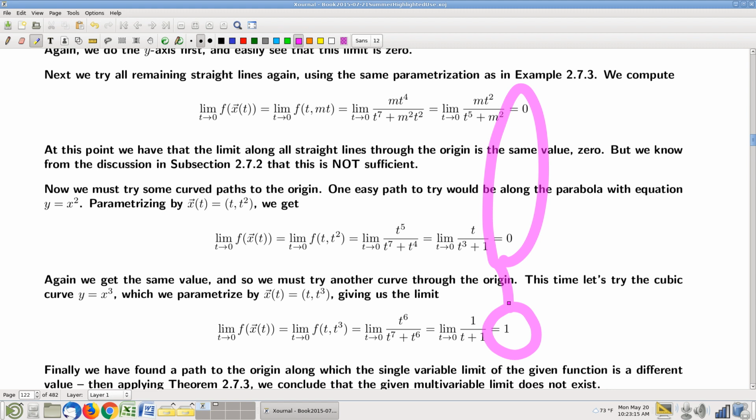So you see, if you had spiked the football after computing along all the straight lines, you'd be wildly wrong. And multivariable calculus is just weird. It's just strange. Okay, enough of that.